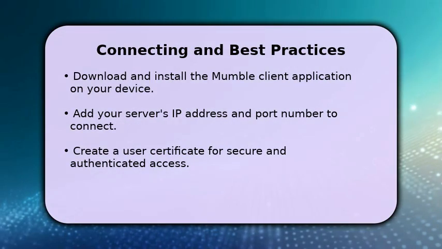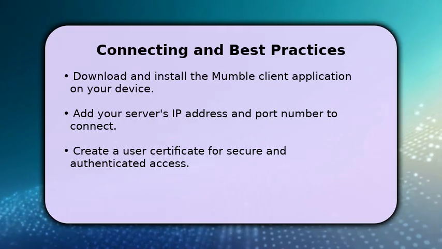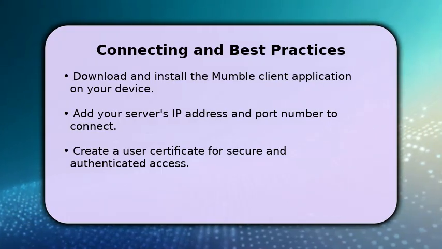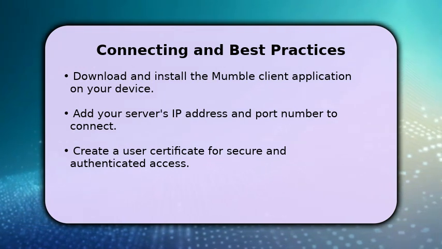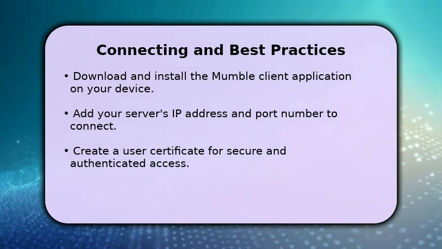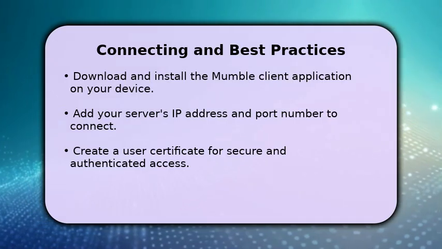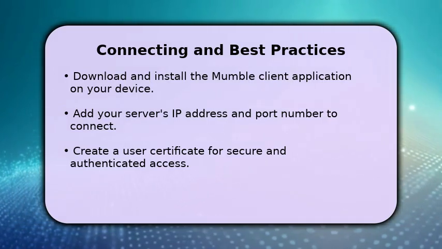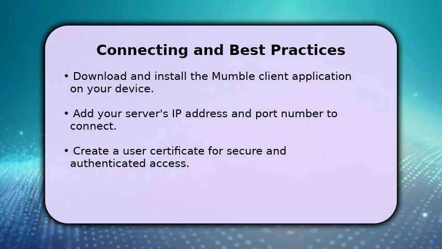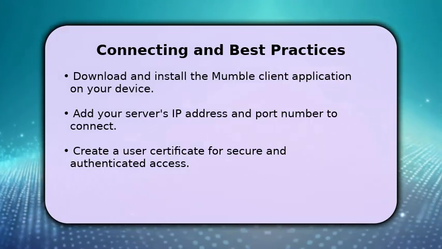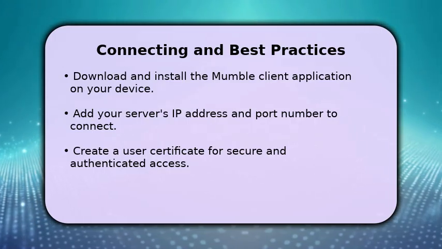With your server configured, it's time to connect. Download the Mumble client, then add your server's IP address and the default port, which is 64738. Create a user certificate for secure authentication. For optimal performance and security, remember to keep your Murmur server software updated. Enjoy clear, low-latency voice communication with your friends and community.